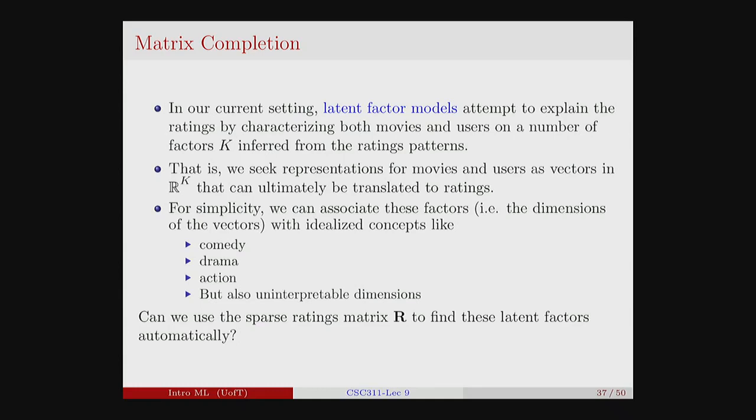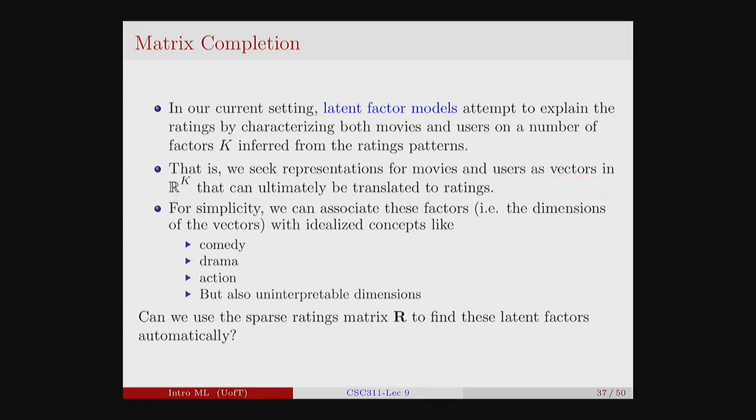So think back to the idea of a low-dimensional representation. What we're trying to do in a matrix factorization form is to create a factorization of both the users as well as the features into some low-dimensional, some rank k representation. Because what we want to do is attempt to explain the ratings by characterizing both users and movies on a number of factors k that are inferred from the ratings patterns. We seek representations for both movies and users as vectors in R^k.